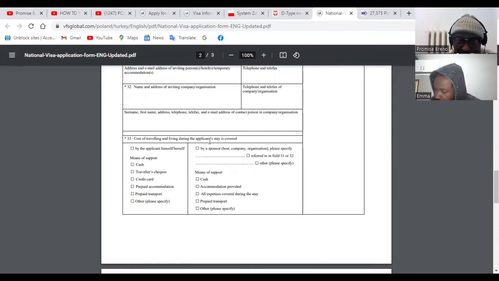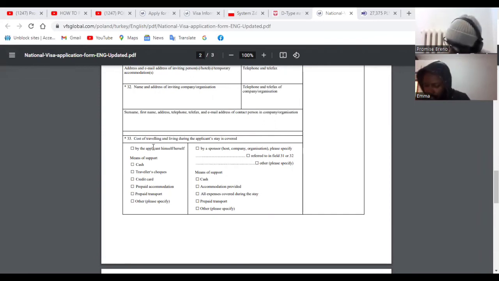How do you intend to travel, or how do you intend to cover your stay here? So if you're sponsoring yourself, tick here that you're sponsoring yourself. Then you tick cash, if you're going to be having cash or traveler's check or credit card or whatever. If someone will be sponsoring you, tick this one. Then tick this one, referred to as. If it's another person, so if it's your employer that is going to be sponsoring you, you tick here. If it's not your employer and it's another person other than your employer, tick here. Then you tick the means in which they'll be sponsoring you. You get it? Okay, so please can you ask your question?